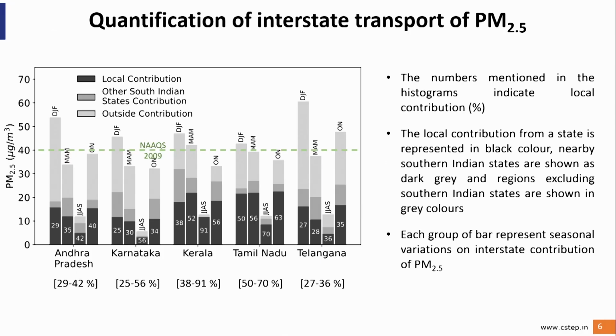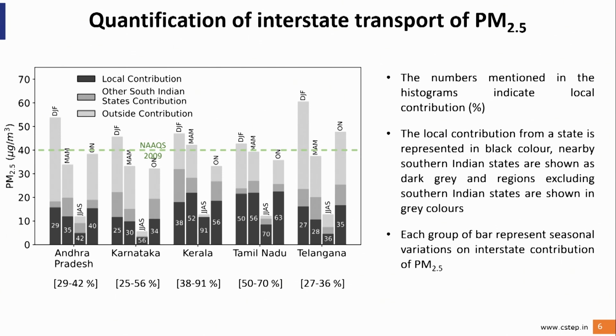In this slide, we are trying to quantify the seasonal contribution of PM 2.5 from different states. The black color basically shows the local contribution here. The darker gray color shows the contribution of other southern Indian states. And the light gray color shows the outside contribution. This outside includes other states in India, and it also includes sources located outside of India.